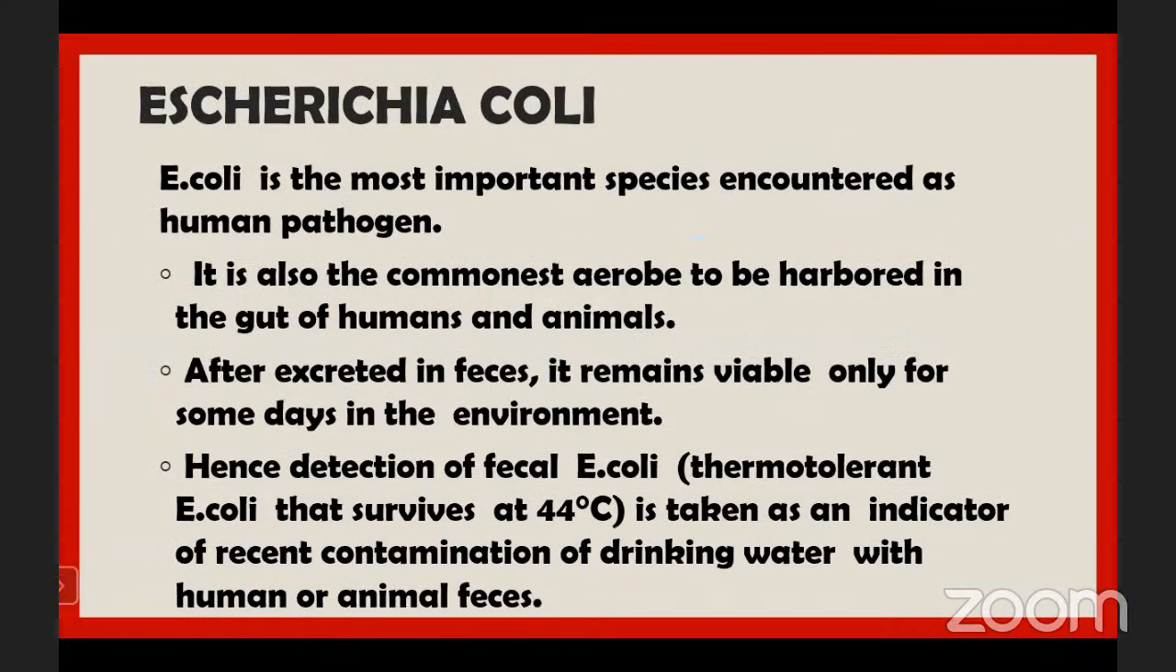First one is the E. coli. It is one of the most important human pathogens. Mainly, it is seen in the intestine of humans and animals. After being excreted in feces, it will remain viable for some days in the environment. The detection of fecal E. coli, which is thermotolerant, surviving at 44 degrees Celsius, is taken as an indicator of recent contamination of drinking water with human or animal feces.